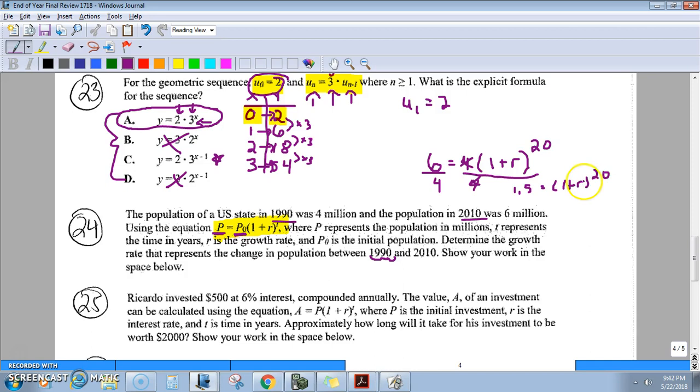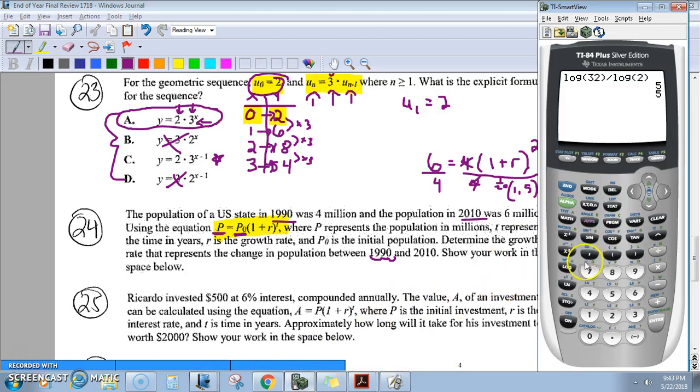Since 1 plus r is in parentheses, the next thing I have to get rid of is the 20th power. So if you remember this year, the way we did that is we took this whole thing to the power of 1 over 20, which canceled out the powers, right? And you got to do that to both sides. Now, you could also take the 20th root. Either way, it will give you the same answer.